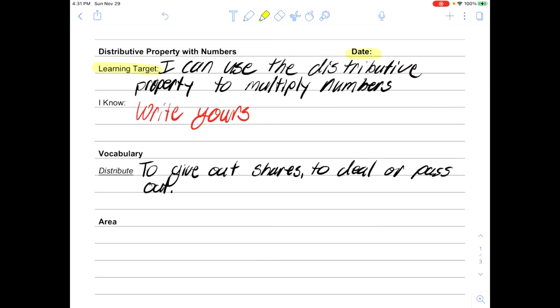Please write down the date you're watching this, and write down what you already know. You might not already know anything about the distributive property, but you definitely know about multiplying numbers, so you could write about that. And we have one vocab word today, which is distribute, which means to give out shares or to deal or pass out. Please pause the video at this point, write all that down, and restart when you're ready.